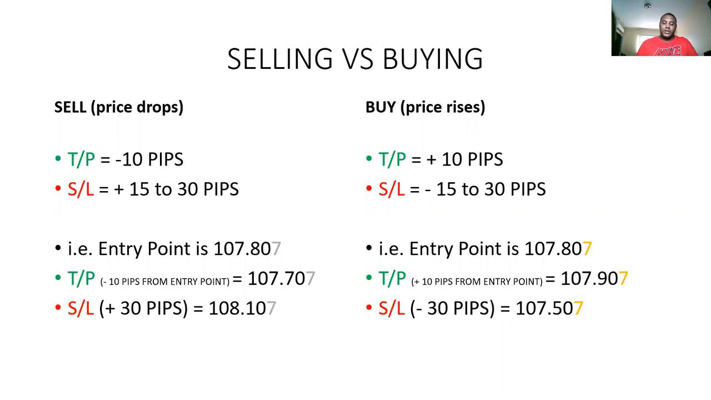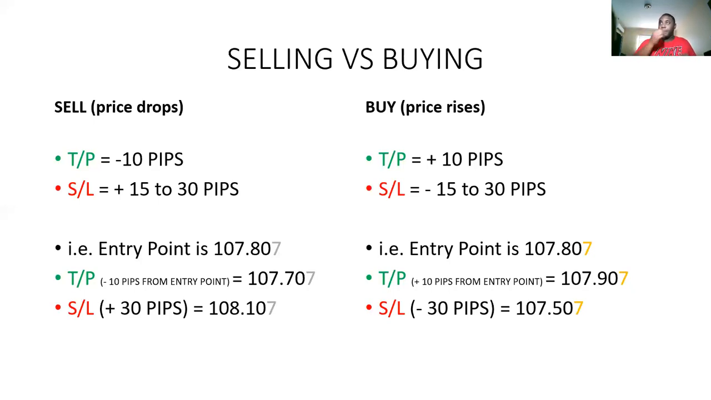We're going to add 30 to the 80, and when we do that, we get 110. So what we need to do is take that 100 and move it over the decimal to make that 108.100, 10 at the 7 bar. My apologies. Stop loss is 108.107.